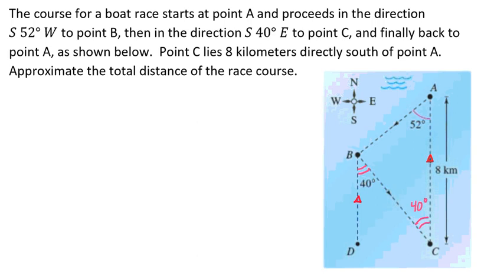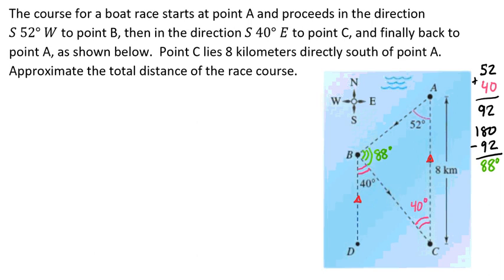Now using the triangle sum theorem, we can solve for angle ABC. We add our 52 and our 40, which gives us 92 degrees, and then subtract that from 180, which tells us that angle B is 88 degrees.